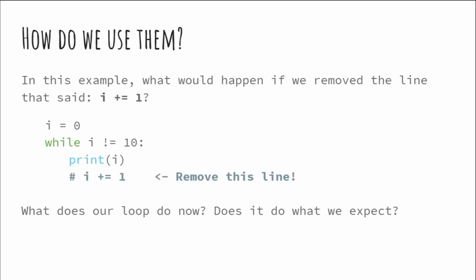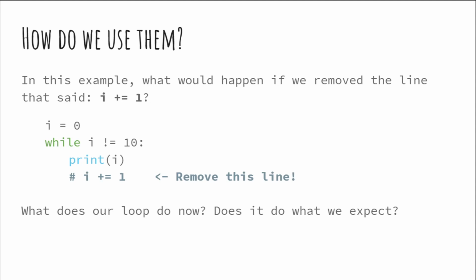So what would happen if we removed the line I plus equals 1? Well, we would start by saying I equals 0, then we check to see if I is not equal to 10, and 0 is not equal to 10, so we print 0. Then we don't do anything else, so we check again whether I is not equal to 10. I is still 0, and 0 is not equal to 10, so we print 0. Then we go back to the top and check if 0 is not equal to 10.